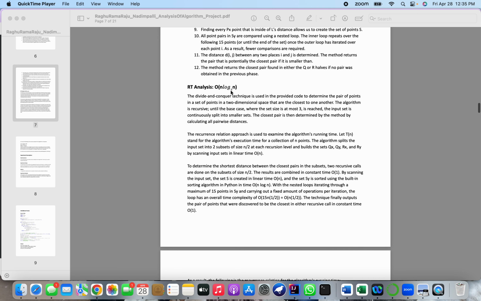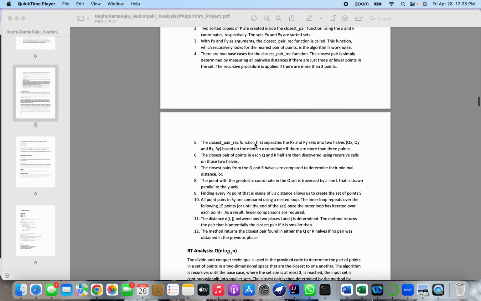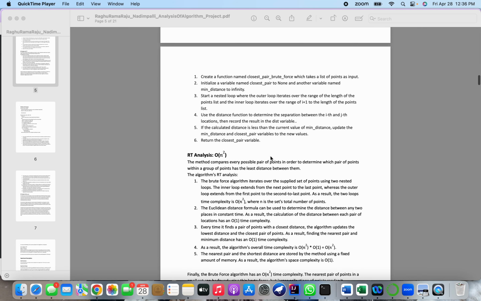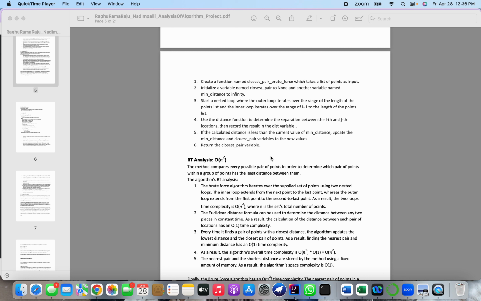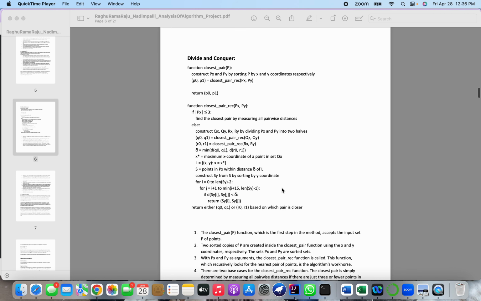Why am I using n log 2 n? Because we are dividing it into two halves. So I've given 2, but it doesn't matter whether it is 2 or 10. Anything would be fine to compute the running time analysis. And the same with the brute force, because we are using two for loops, and each for loop iterates over each point to compute the distance. So the complexity will be O of n square, because n is the input.